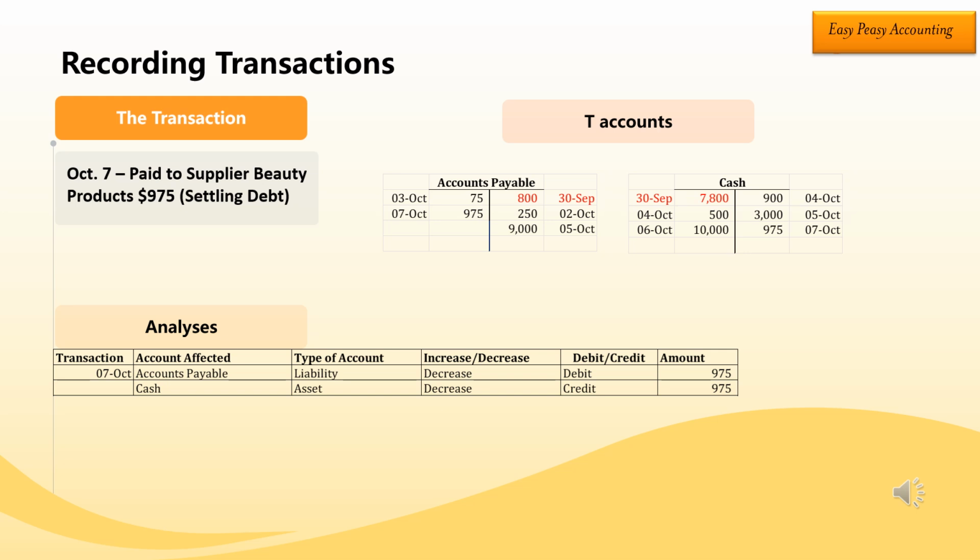As you can see, they're T accounts. Cash decreased $975, recorded on the right side, the credit side of its T account, because assets are debit. Assets increase on the debit side and decrease on the credit side. Accounts payable decreased $975, recorded on the left side, the debit side of its T account. Liability is credit. Liability increases on the credit side and decreases on the debit side.